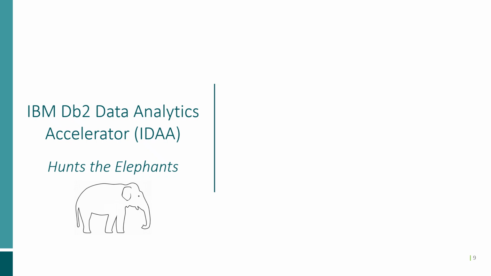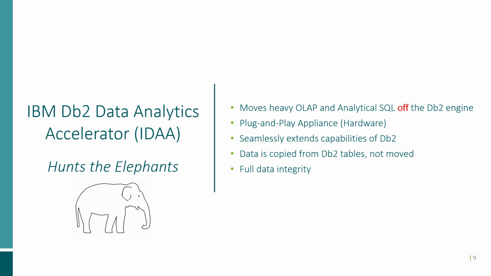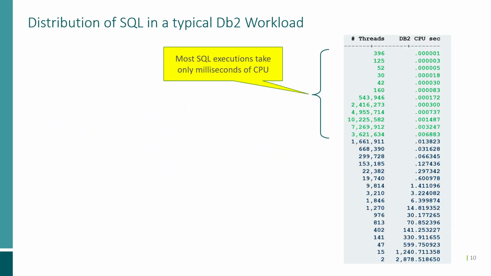So let's highlight the capabilities of IBM's Db2 Data Analytics Accelerator. As mentioned, IDAA is designed to move heavy OLAP and analytical SQL processing off the Db2 engine. It's a plug-and-play appliance, albeit a hardware-based one, whereas QuickSelect for Db2 is a software-only appliance. IDAA seamlessly extends the capabilities of Db2. Data is copied from Db2 tables, not moved, and all of this is done with full data integrity. We'll come back to this overview of IDAA in a few slides to compare and contrast it to QuickSelect.